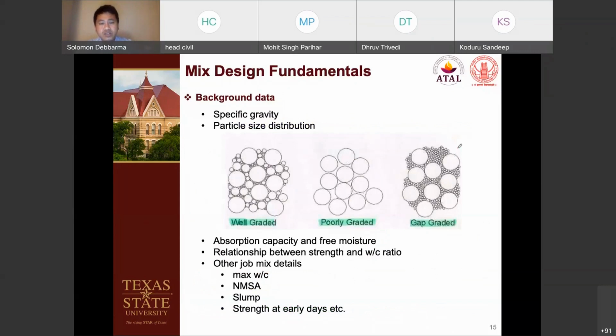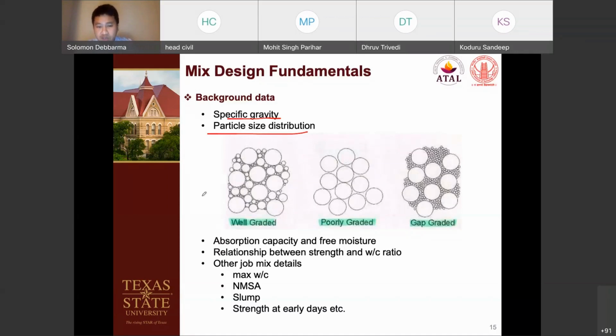So there is some background data that we need to understand. We need to know about the specific gravity of the aggregates. Specific gravity is very important, because aggregates vary from source to source. So any change or variation in this value will either increase or decrease the amount of coarse or fine aggregates that we need to add to the PQC mix. And of course, the particle size distribution is important, as I have mentioned earlier.